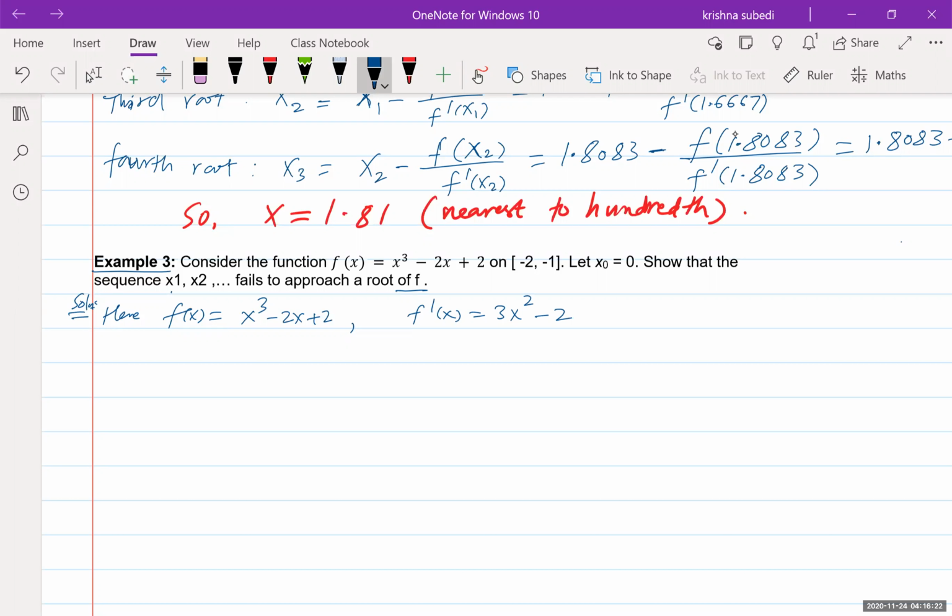Given x naught equal to 0, let us calculate x1. The formula is that the second root, x sub 1, is given by x naught minus f of x naught over f prime of x naught. Can you try this? What do you get?